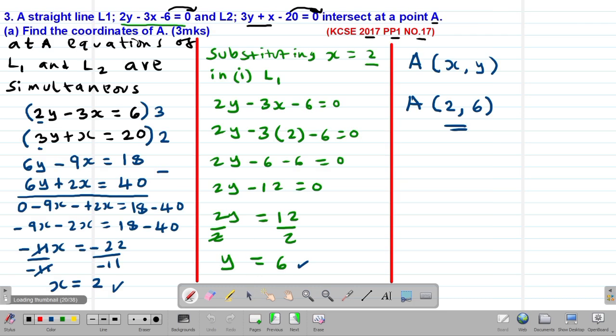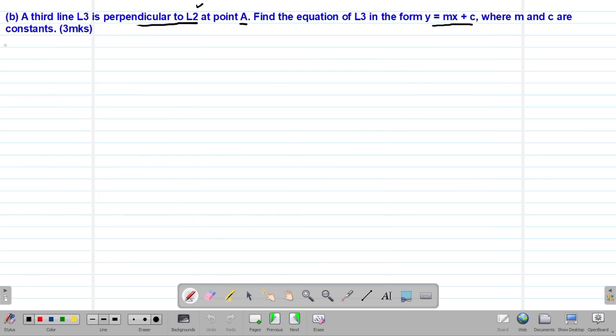So the equation for L2, we were given L2 as 3y plus x minus 20 is equal to 0. So let me copy this particular equation. So L2 had the equation 3y plus x minus 20 equal to 0. So for me to find the gradient of this particular line, I need to convert it into the form y is equal to mx plus c. For me to achieve that, I'll say that 3y, I'll take the other values towards the right hand side.